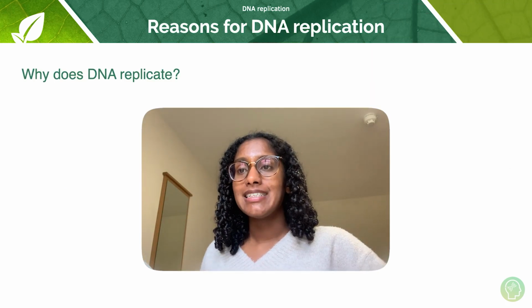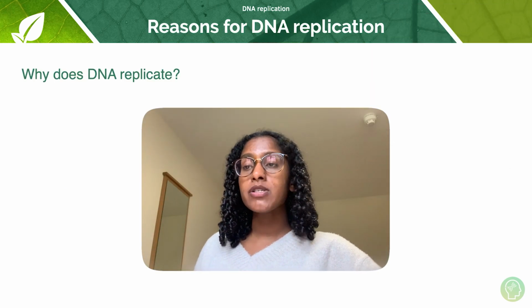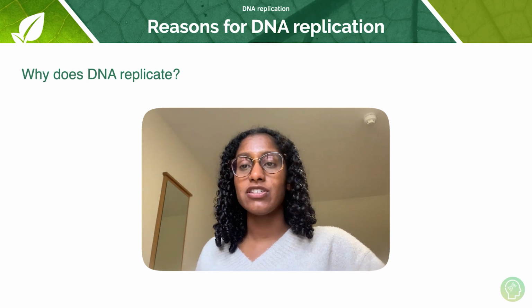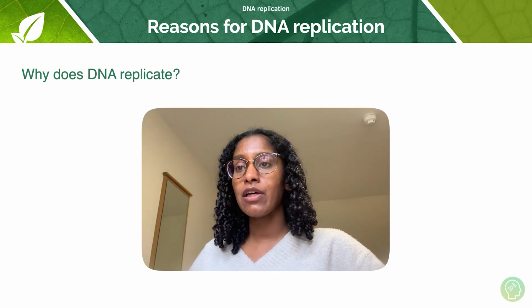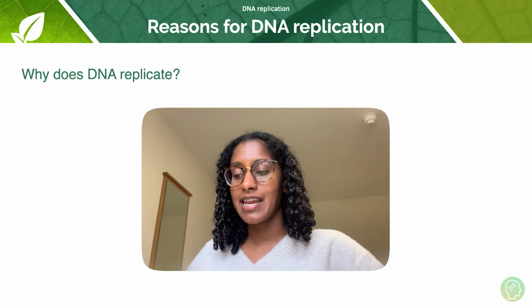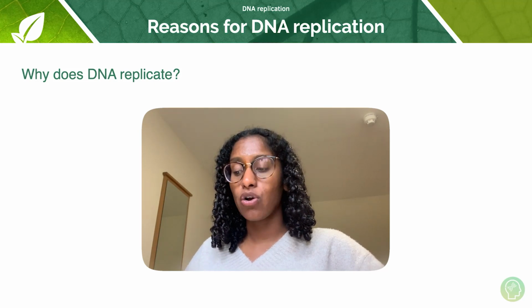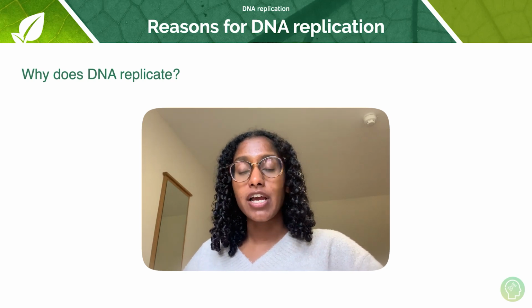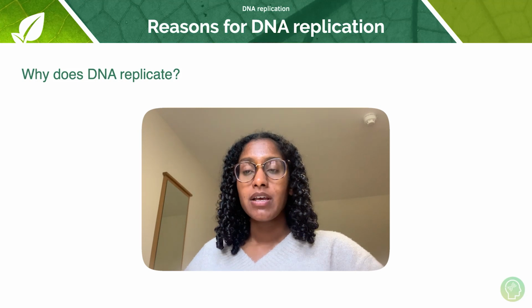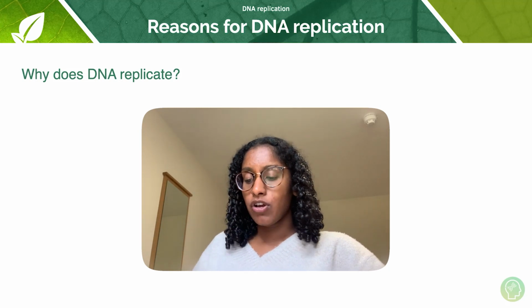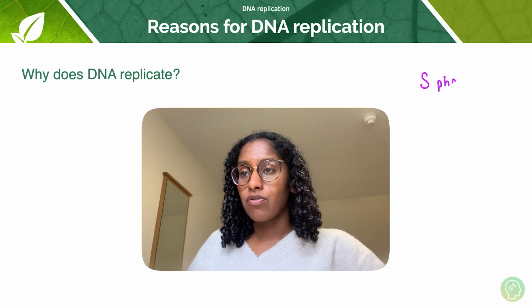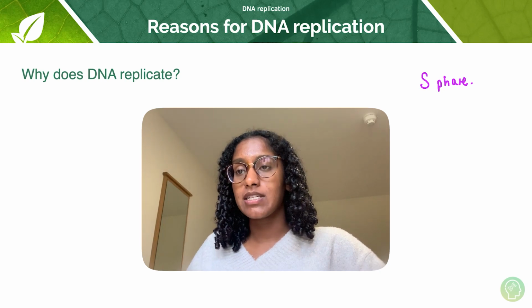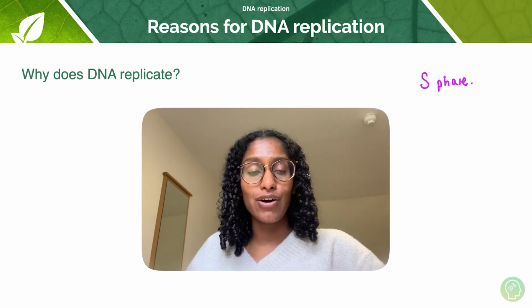So why do we need DNA replication? It means that parents can pass their DNA to their offspring. Now, this passing of DNA and the genetic information stored in DNA is known as genetic continuity. Now, DNA replication occurs before the cell divides. So DNA replicates itself during the S phase of the cell cycle, so that each daughter cell has a copy of the DNA after cell division.